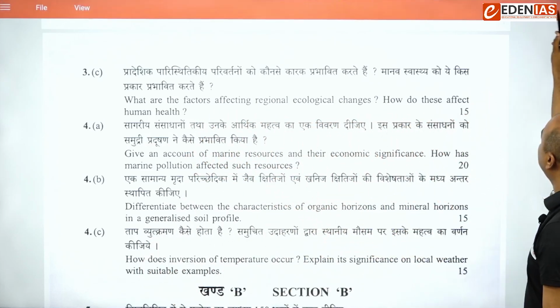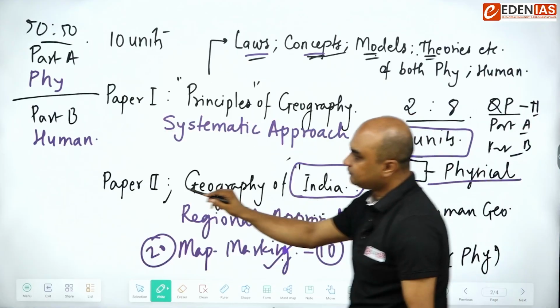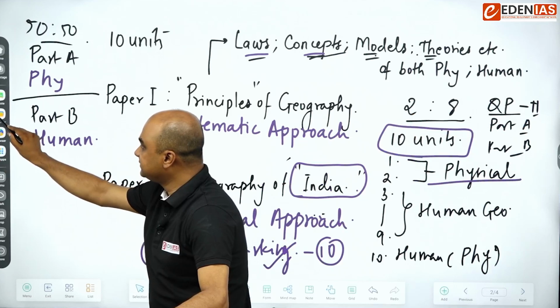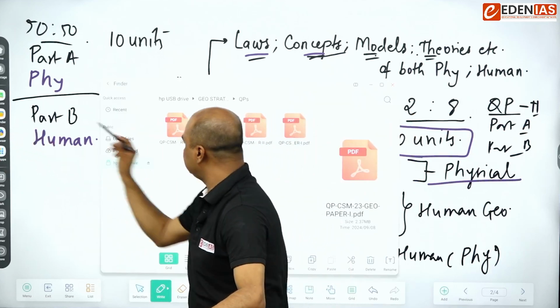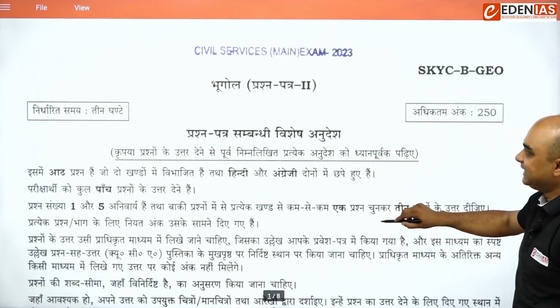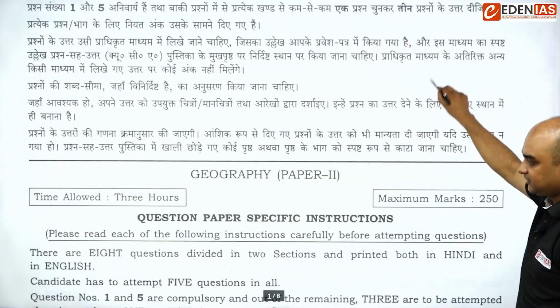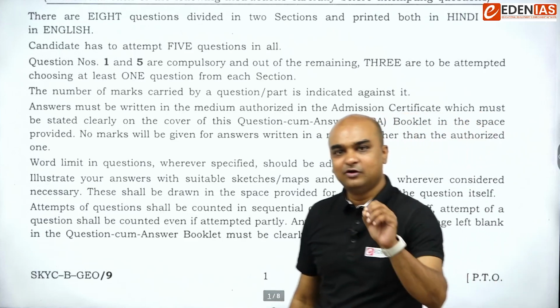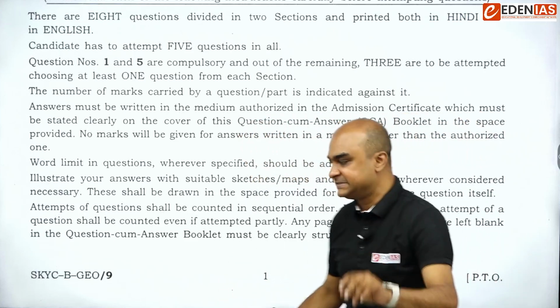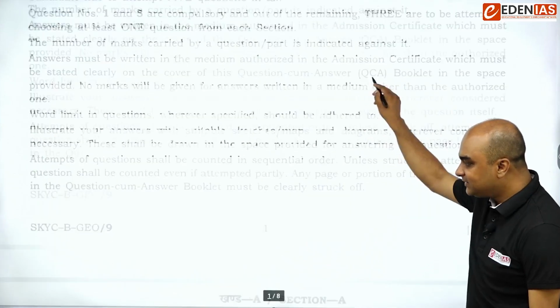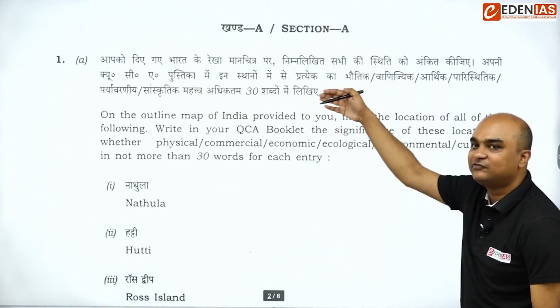When you look at paper 2, which is Geography of India, if you look at that paper, it is slightly different. यहाँ पर भी 8 questions होते हैं, आपको 5 करने होते हैं. 250 is the maximum marks. Question 1 and question 5 are compulsory, but how is question 1 framed?